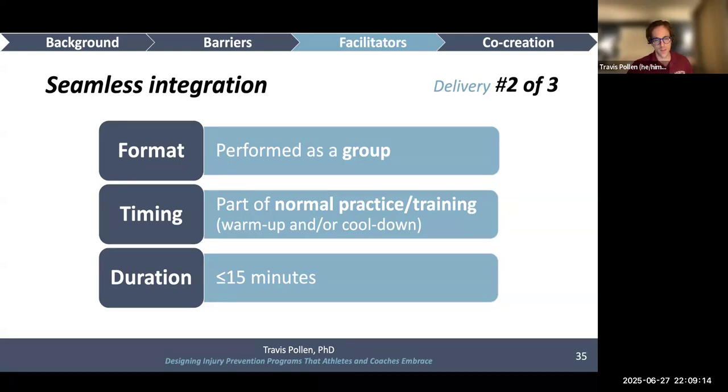And then the last thing is probably the most important, which is the time. So the prevention program has to be less than 15 minutes, or at most 15 minutes. If it's 20 minutes or 30 minutes, the athletes just aren't going to do it. The coach is just not going to adopt it. That's too long.